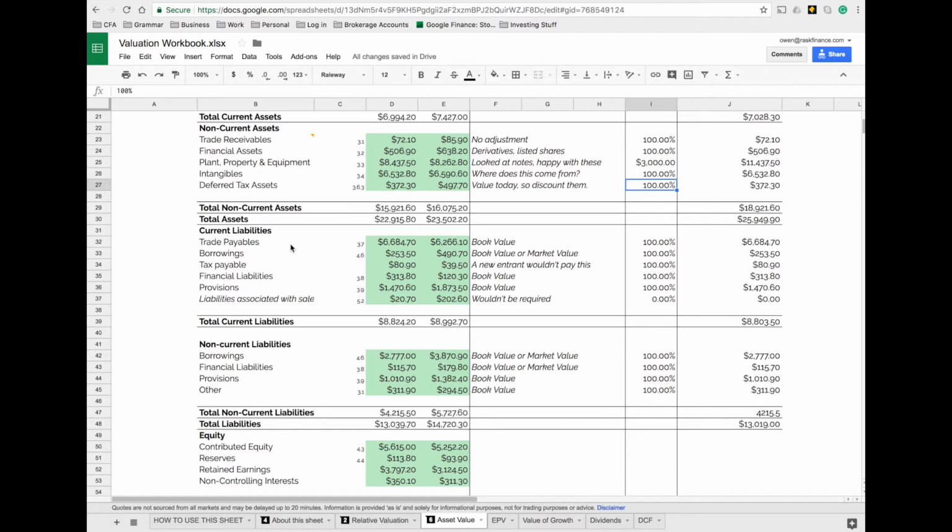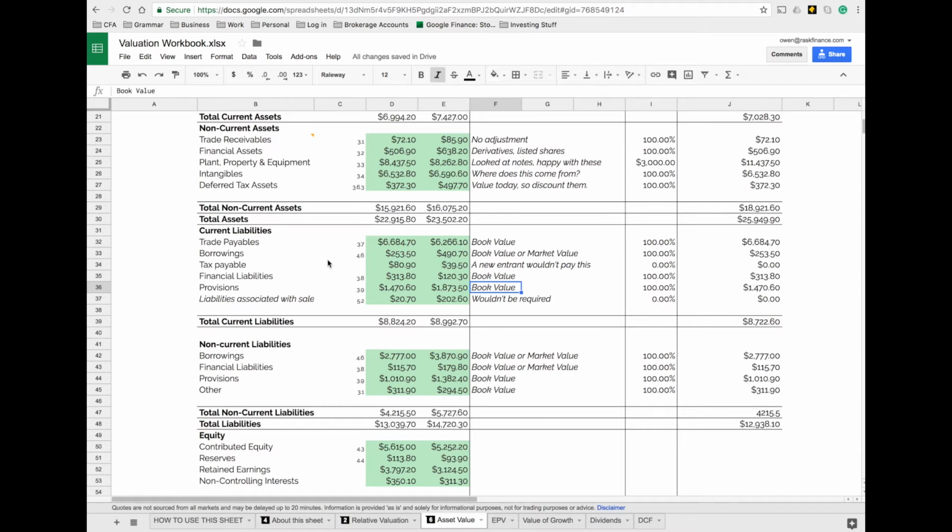On the liabilities side of the balance sheet, you'll notice that I haven't made too many changes. I have either carried it at book value or market value. I've said here, however, that tax payable, a new entrant wouldn't have to pay this, so we'll carry that at 0. Financial liabilities, book value, provisions, book value. So basically what I've said here is we're keeping these very simple.